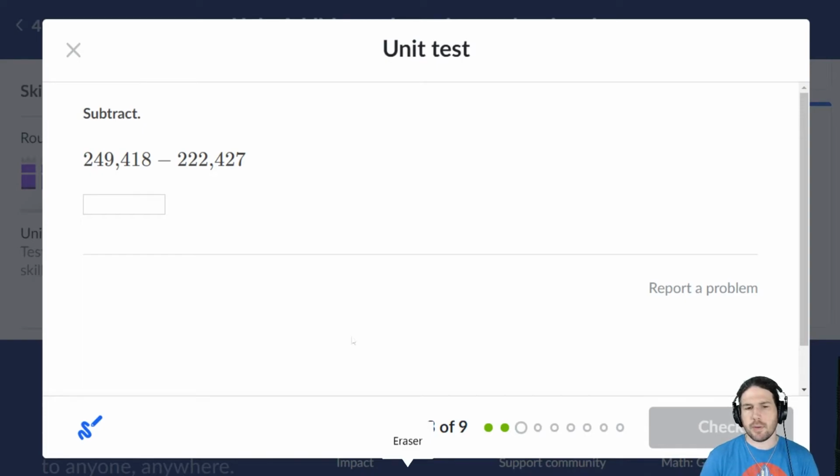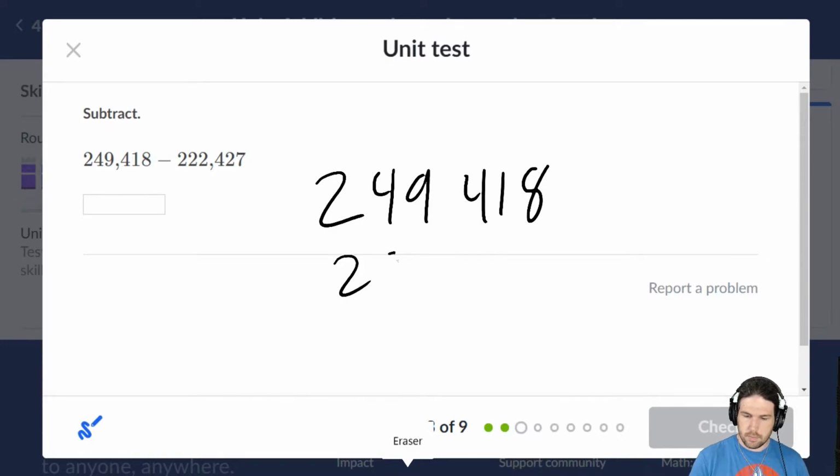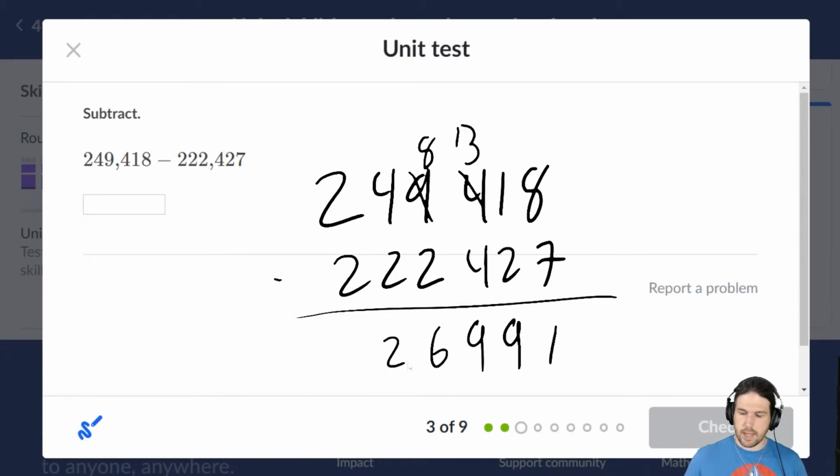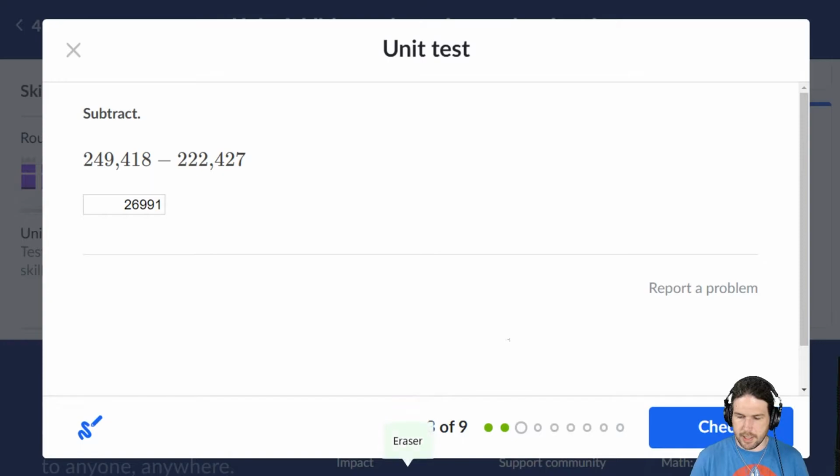249,418 minus 222,427. I got 26,991. Okay, just again, double checking my calculations.